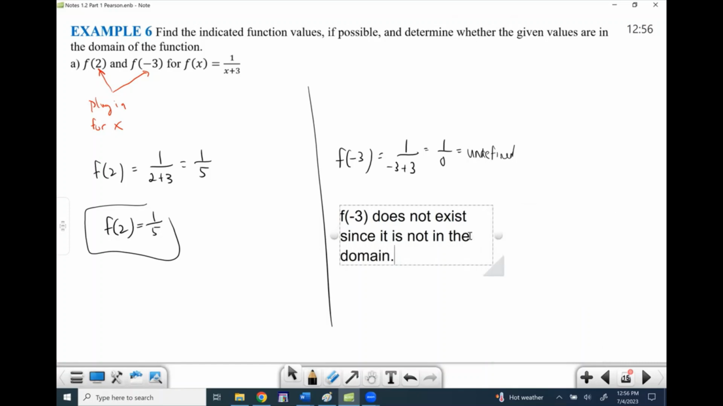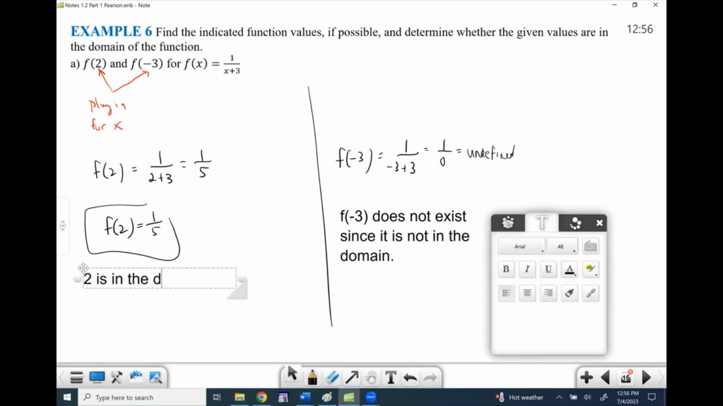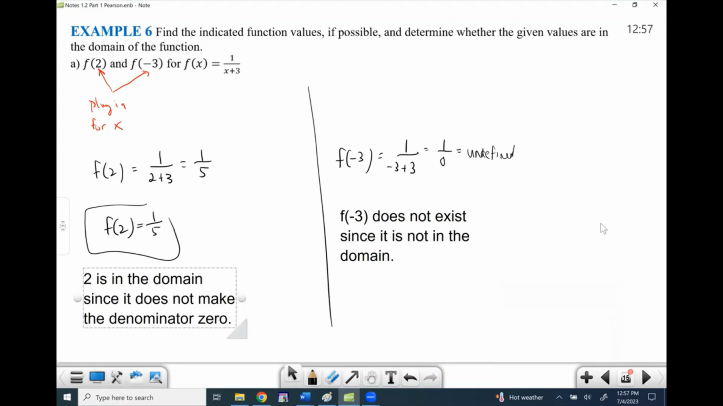But I just want to use that. Oh, it says, and determine whether the given values are in the domain. I didn't see that part, so good thing we wrote this. -3 is not in the domain since it makes the denominator 0, but 2 is in the domain since it does not make the denominator 0. Can't write domain today, huh? 2 is in the domain since it does not make the denominator 0.